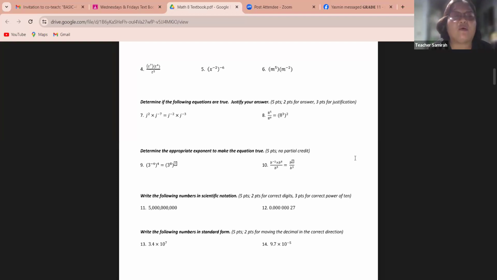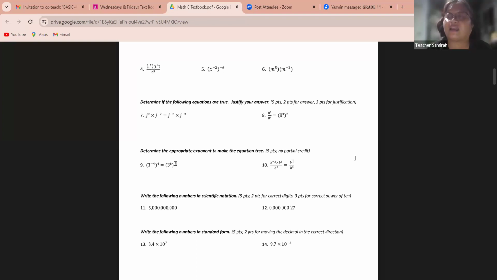Okay, j with the power of 2 times j with the power of negative 7. What will be your answer? J with the power of negative 5. Very good. How about the other one? J with the power of negative 2 times j with the power of negative 3. J with the power of negative 5. Therefore, the correct answer is true. Very good, Alfonso.